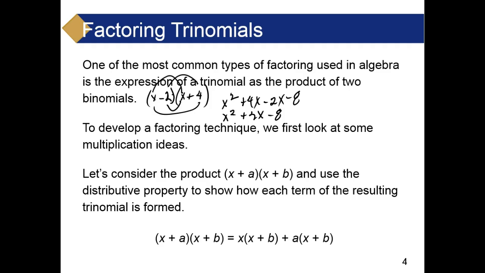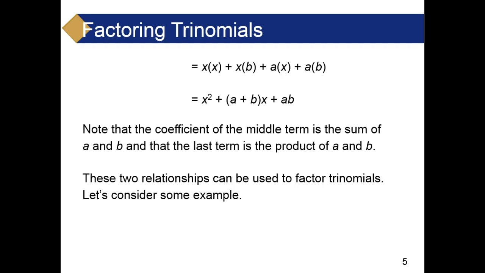To develop the factoring technique, we first look at some multiplication ideas. They're doing the same thing we just did. They're doing x plus a times x plus b. They're not using numbers. Use the distributive property, which I don't think of it. I do foiling. But it's the same deal. It's x times (x plus a) plus b times (x plus a), and when you multiply those out, you get your foiled thing: x squared plus bx plus ax plus ab.